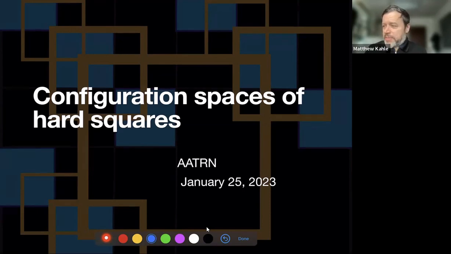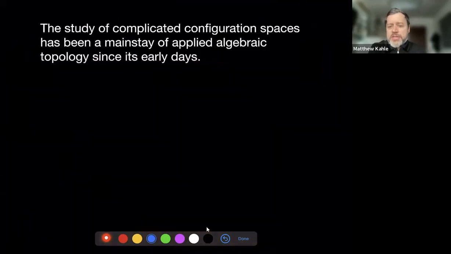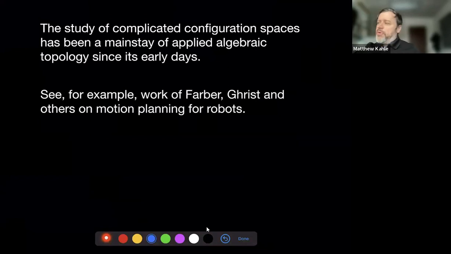So as the title suggests, I'd like to talk about configuration spaces of hard squares today. I think it's fair to say that the study of complicated configuration spaces has been a mainstay of applied algebraic topology from the beginning. So, for example, Michael Farber and his collaborators, Robert Ghrist and his collaborators, and many others have worked on configuration spaces with the motivation of motion planning for robots. Michael Farber has a nice book, for example, Invitation to Topological Robotics. And you can get into, for example, configuration spaces of planar linkages there. Farber's topological complexity itself is a whole area of applied topology where there's a certain homotopy invariant that measures the complexity of developing any kind of motion planning algorithm for the topological space.